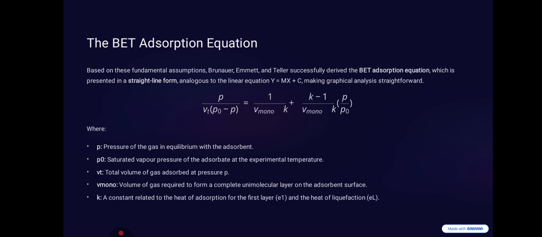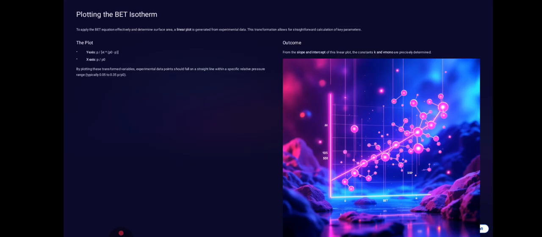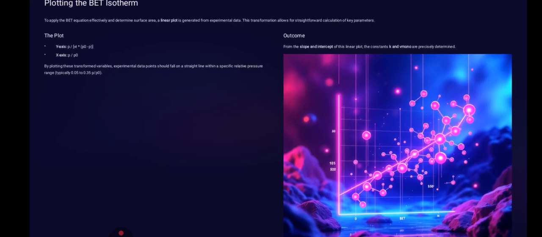Vt implies the total volume of gas adsorbed at the pressure P. V mono is the volume of gas required to form a complete unimolecular layer on the adsorbent surface. K indicates a constant related to the heat of adsorption for the first layer, E1, and the heat of liquefaction, EL. Plotting the BET isotherm.